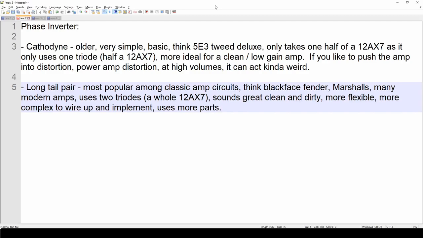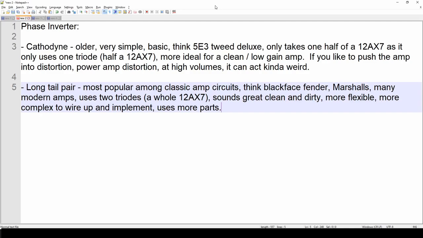So then on the other side, the long tail pair. I would say this is probably the most popular amongst classic amp circuits. It's used on a lot of circuits like blackface Fenders, like the Deluxe Reverb or Twin Reverb. It's used in almost every Marshall circuit from Plexi to JTM45 to JCM800 to modern. Most modern higher gain amps are going to use this type of circuit.